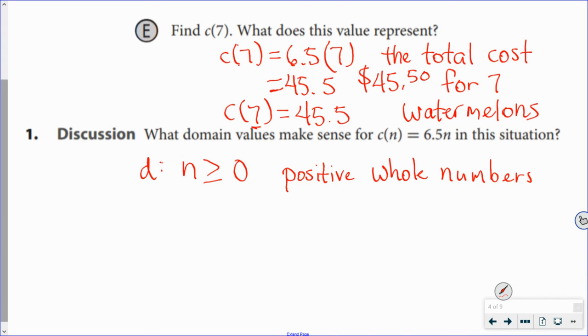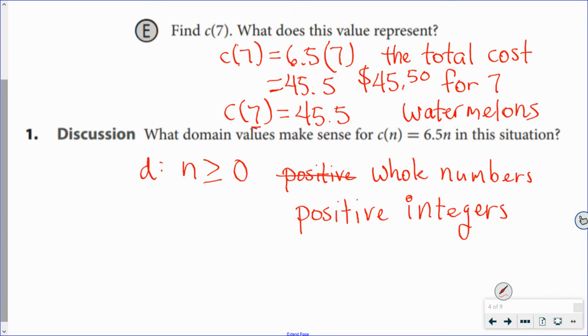If I say positive, see, whole numbers are just naturally positive, so I probably don't need that word if I said whole numbers. But if I say positive, I need to say positive integers. In other words, no fractional parts. So that's the way I would describe that domain.